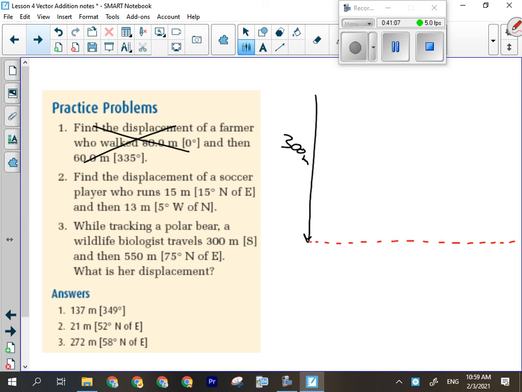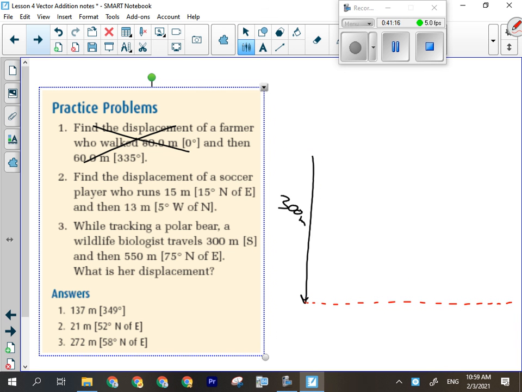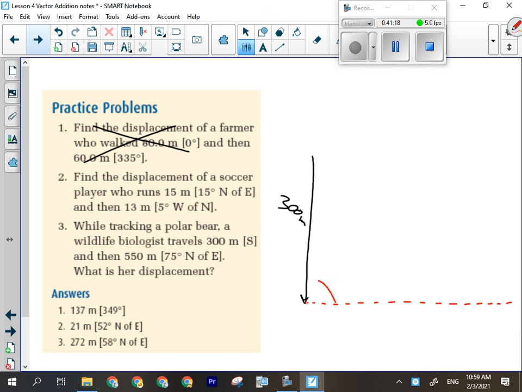This is where scale is important. All right, so hopefully I gave myself enough room. I don't think I did. I have to move everything down so it'll fit. So I'm going to go 75 degrees north of east. Probably could be even longer than that. But it's 550. So I don't need all of that line over there.